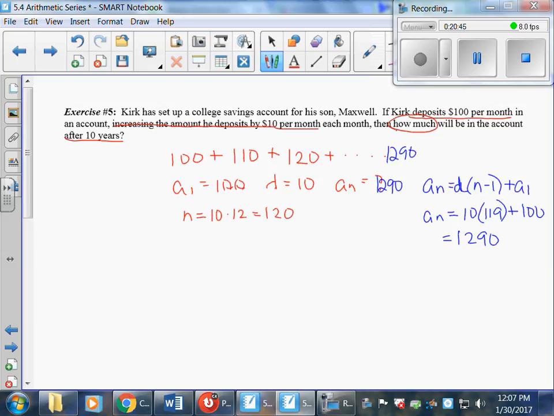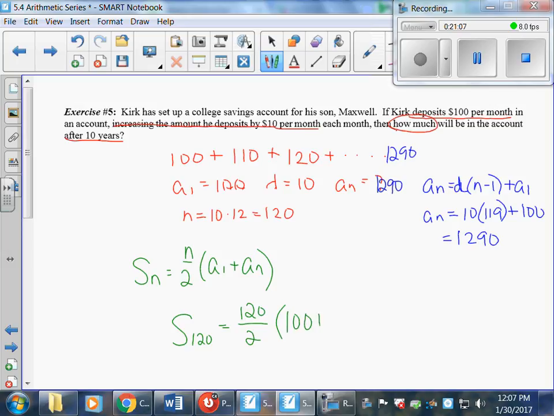Now we can calculate our sum, because we remember that Sn is equal to n over 2 times (a1 plus an). In the context that we're talking about, S sub n is equal to n, which is 120, over 2 times the first term, which is 100, plus the last term, which is 1290. You put this whole thing into your calculator, and you get $83,400.